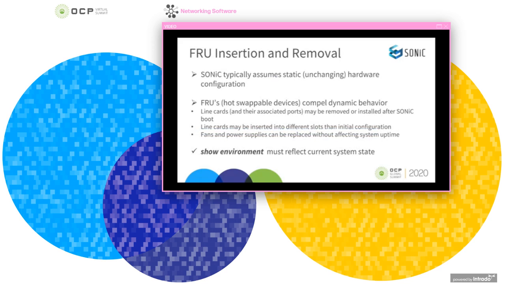Field replaceable units are a key characteristic of a modular chassis. This complicates SONiC a little bit. Since SONiC typically assumes static configurations, we had to extend SONiC to handle a more dynamic behavior. With FRUs or hot swappable devices, line cards and their ports may be removed or installed after SONiC boot. They may be inserted into a different slot. Fans and power supplies may be removed without affecting system uptime. The result is a very dynamic changing system. Therefore, we had to extend show environment to reflect the current system state.